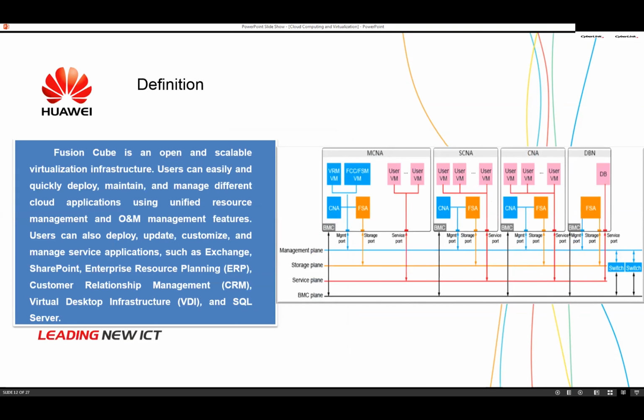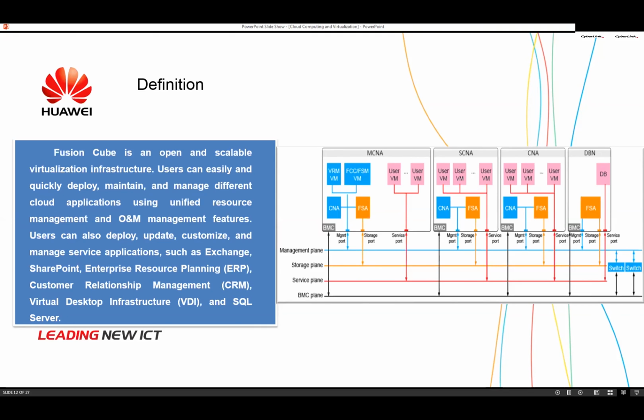These are the components of Fusion Cube. You can see VRM, as we have talked before in Fusion Storage, but we can see new terms like MCNA, SNA, CNA, and DBM. What are those? Well, the MCNA is a node that has management function. Fusion Cube Center and Fusion Storage Manager management software is deployed on those nodes. At least 2 MCNA nodes must be deployed.